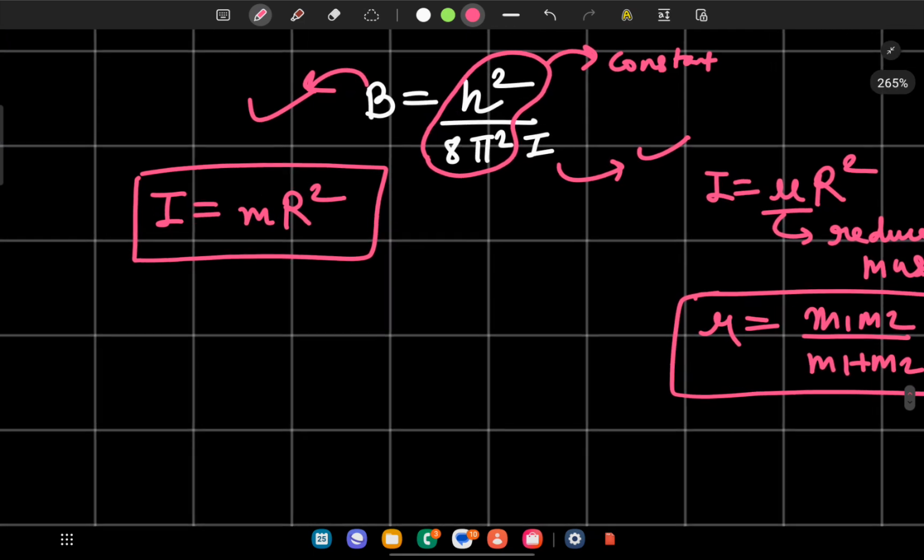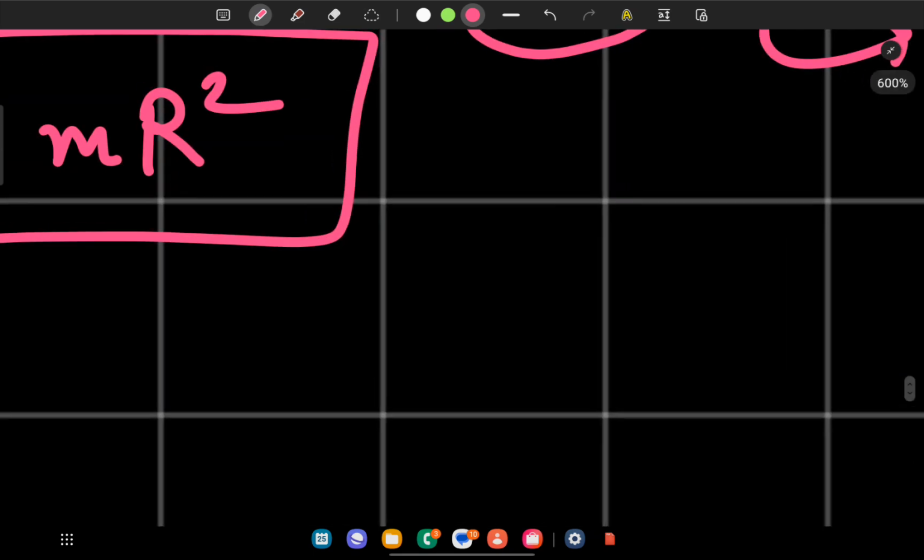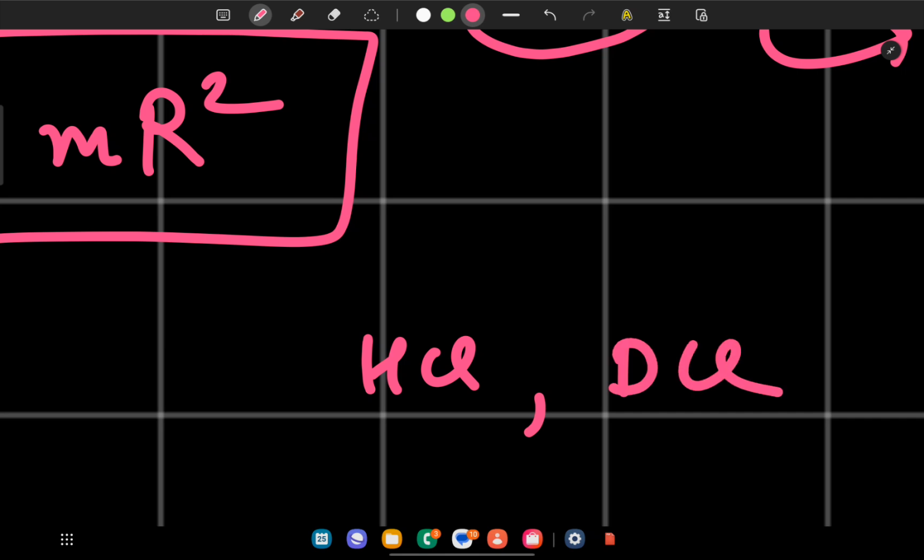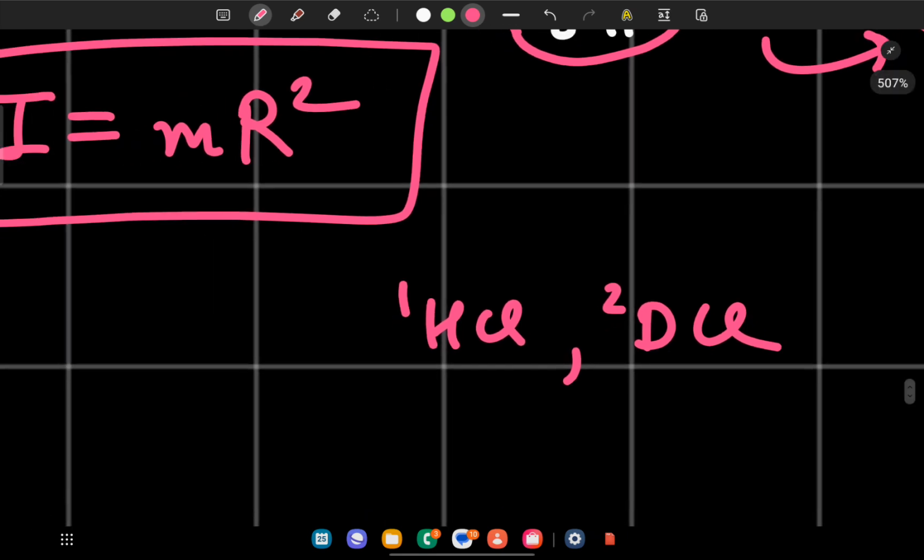Now what exactly happens is, usually what do we observe? We observe questions associated with the isotope substitution. Like if we try to study HCl molecule and we compare it with DCl, that is deuterated hydrochloride. The mass number is 1 for hydrogen, mass number is 2 for deuterium. So this entirely changes your reduced mass.